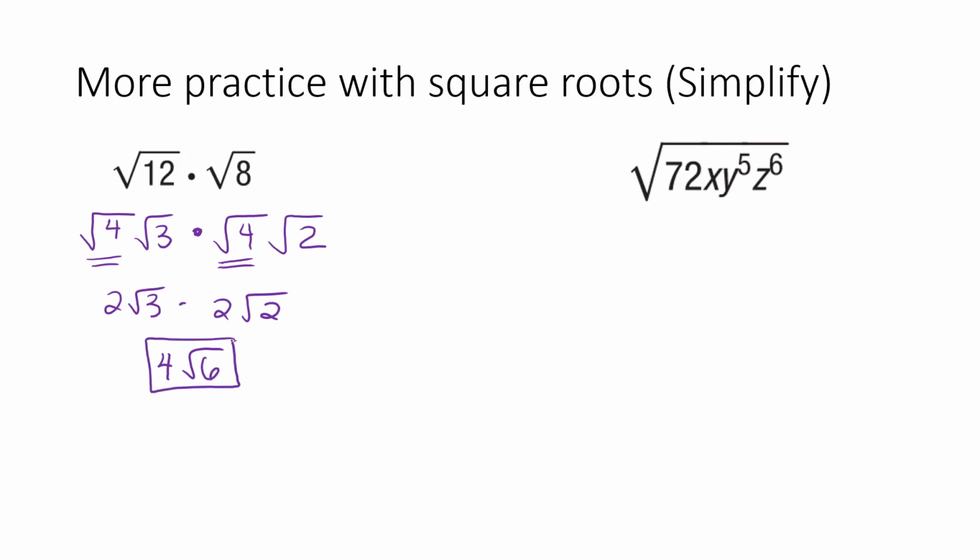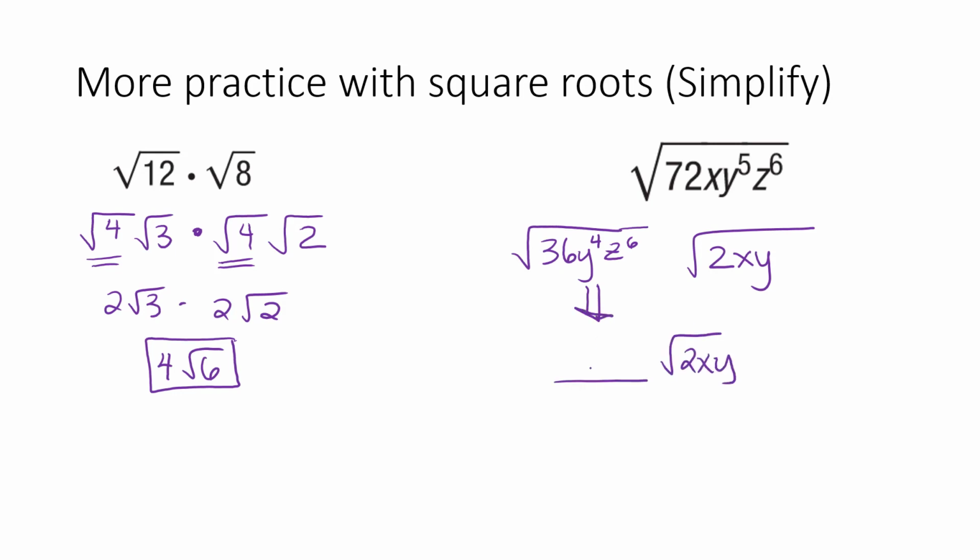So it's the same idea here. We're going to take out the perfect square part. 72 is divisible by 36. That's a perfect square, the biggest perfect square that divides 72. And we're left with a 2 in the not square part. 36 times 2 gives us 72. X is not a perfect square, but we can pull out y to the 4th and be left with just one y over here. And z to the 6th is a perfect square. So in your notes, I want you to simplify this part, and this part is going to stay the same. So you fill in that blank.